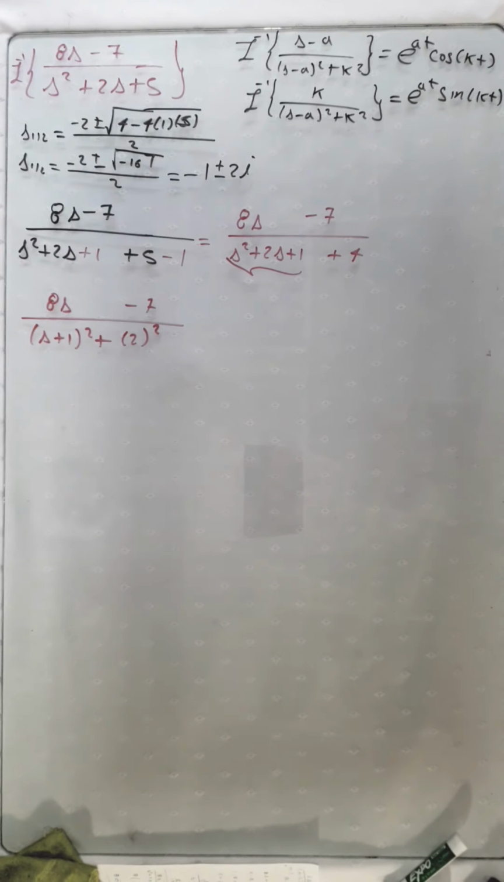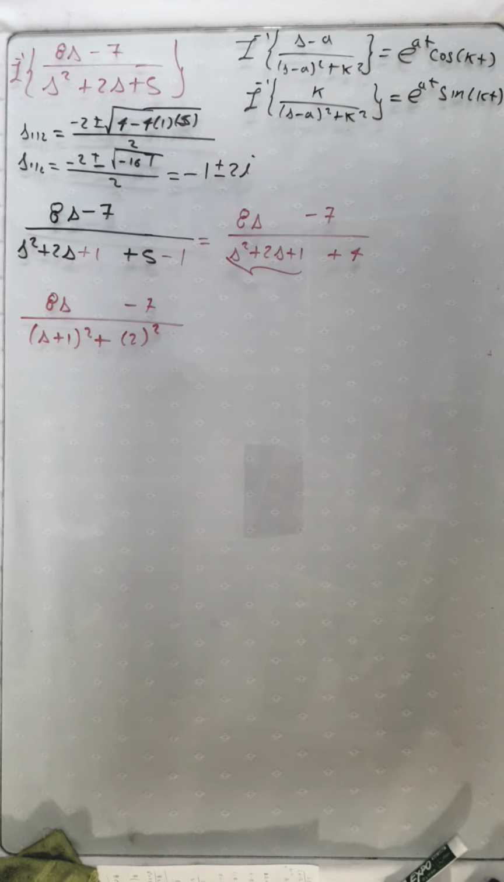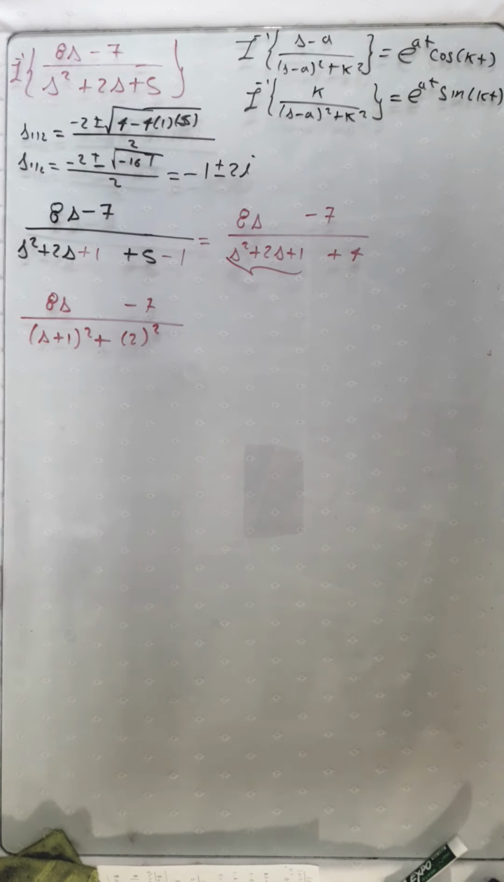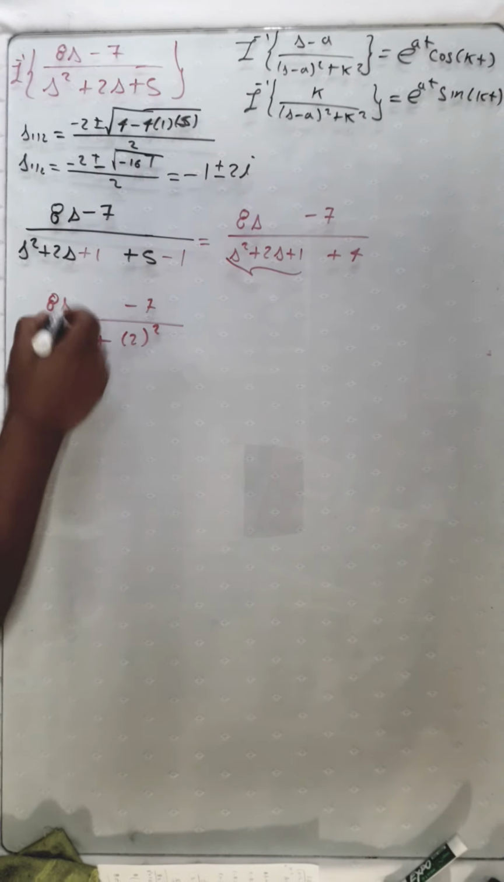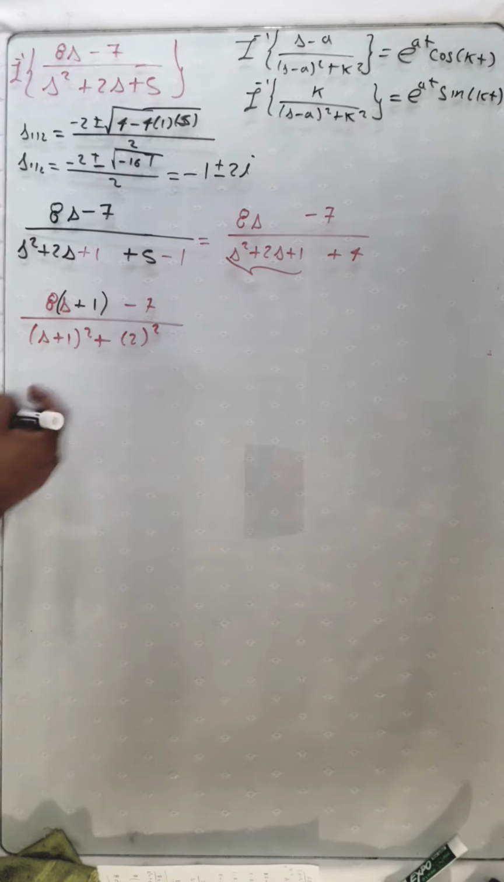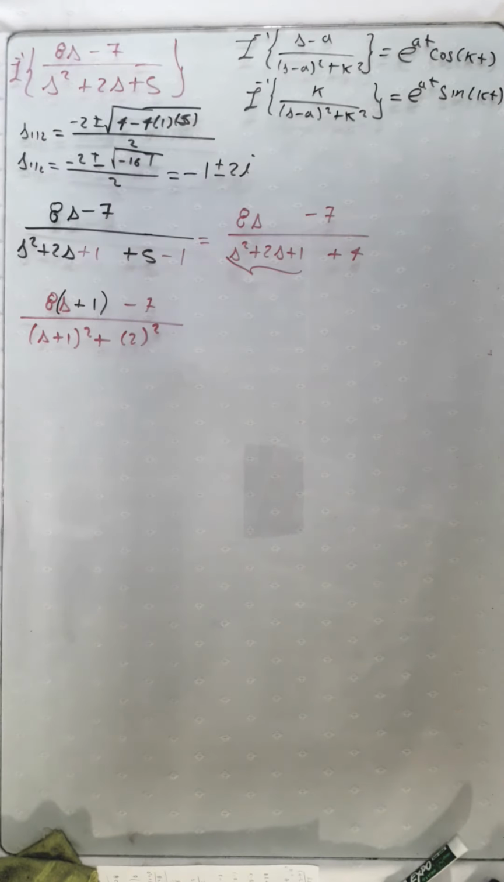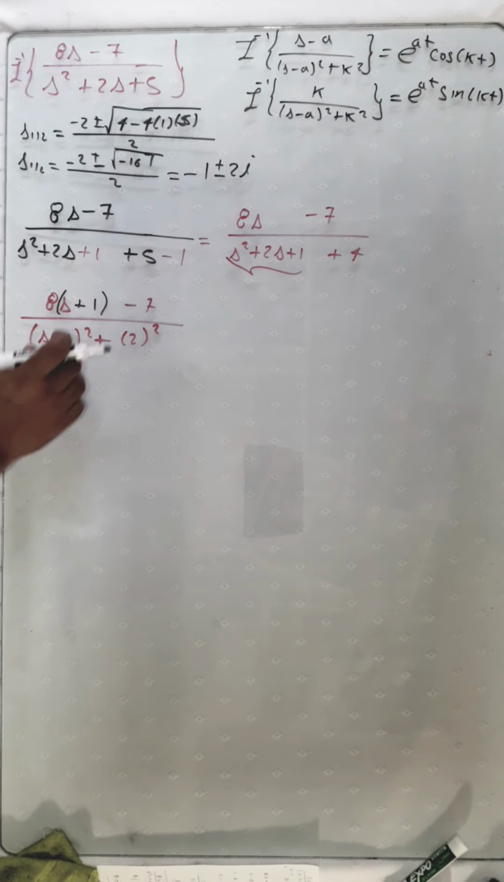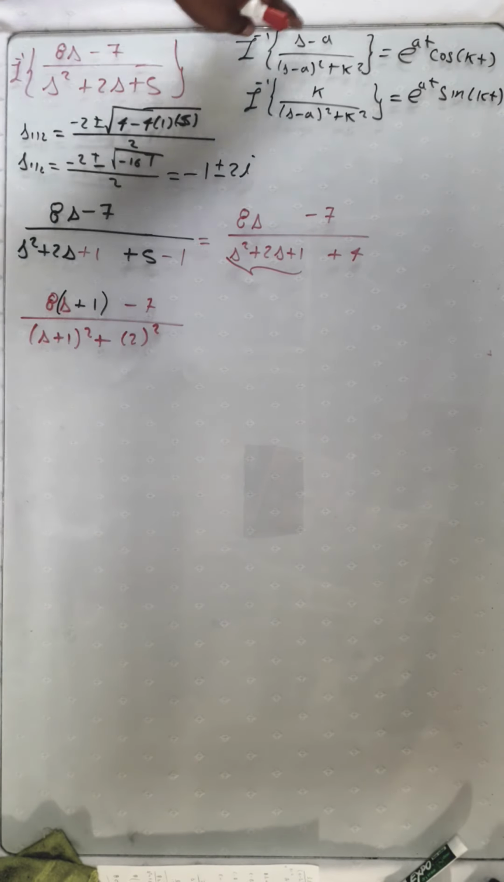8s minus 7. Okay, so we have to do the following, engineers. Check that I give some space here because I'm going to complete. What I'm going to do here is s minus a, and s minus a squared here. So what we have to do here is s plus 1 in order to apply this formula. Alright? The same number in the numerator and the denominator, just like in the formula.